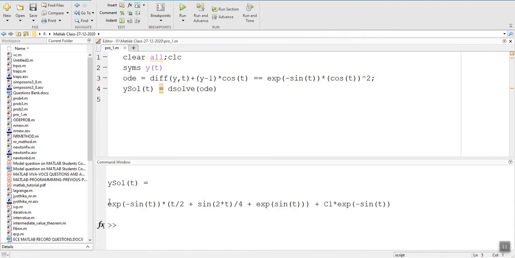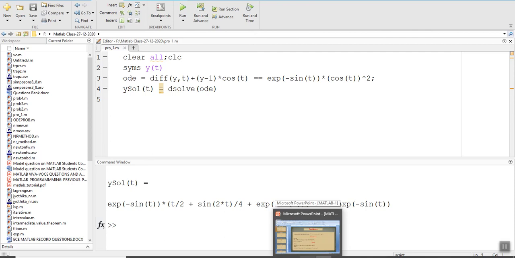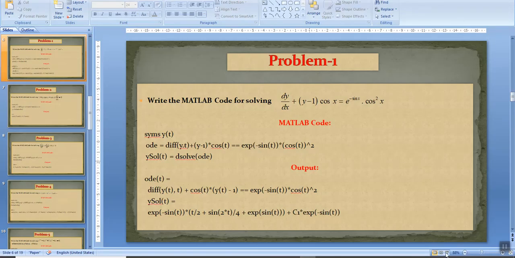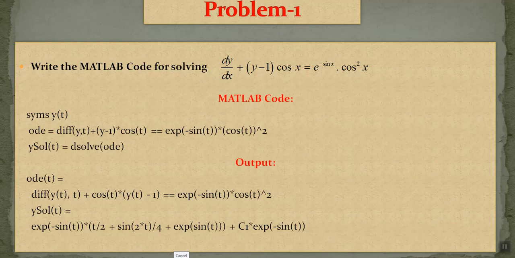Now observe, you will get the solution directly. If you run the program, very easily, only one line of code: give the differential equation. In place of dy by dx, use the diff function, and directly you will get the solution. Now this is the first problem. In the second problem, directly you will get the solution.